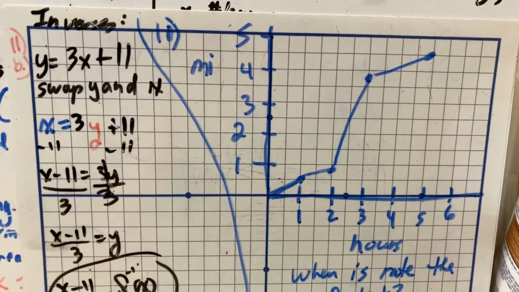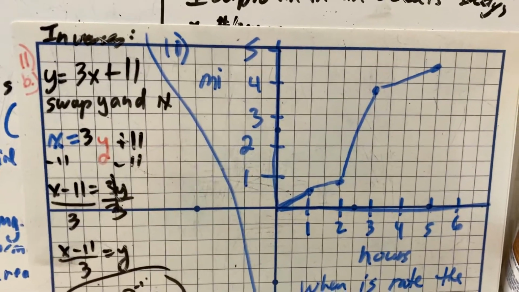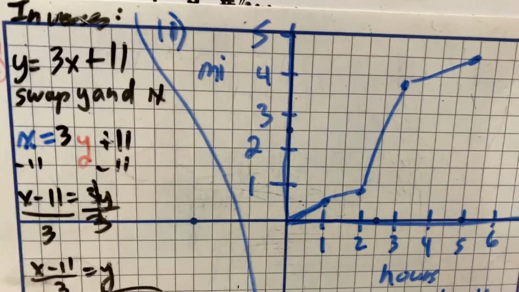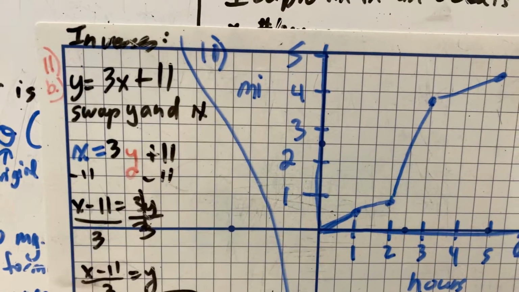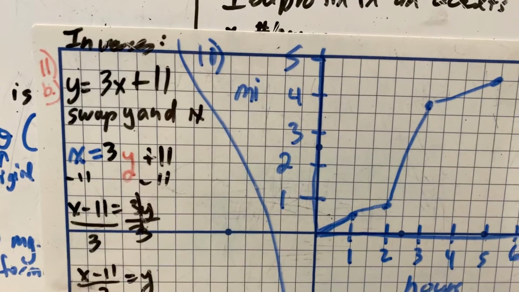Going to number 11, we're doing inverses. y equals 3x plus 11. You're going to swap y's and x's, just like we've done before. I know it's been a while. So what you want to do is x becomes y and y becomes x. So you get x equals 3y plus 11.